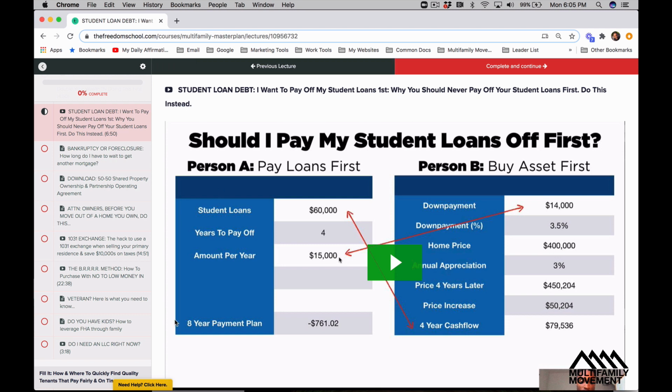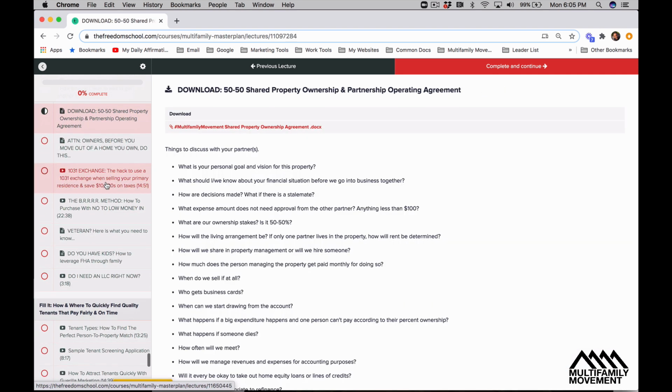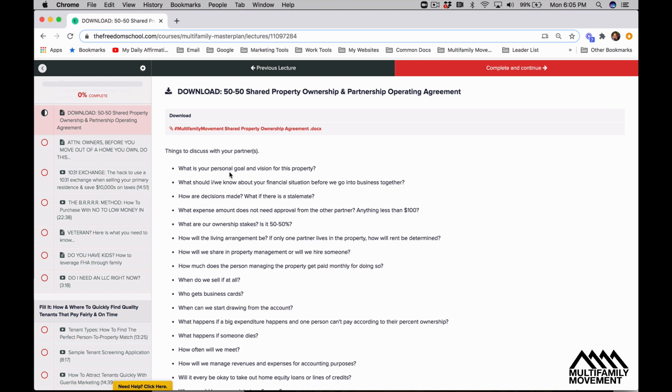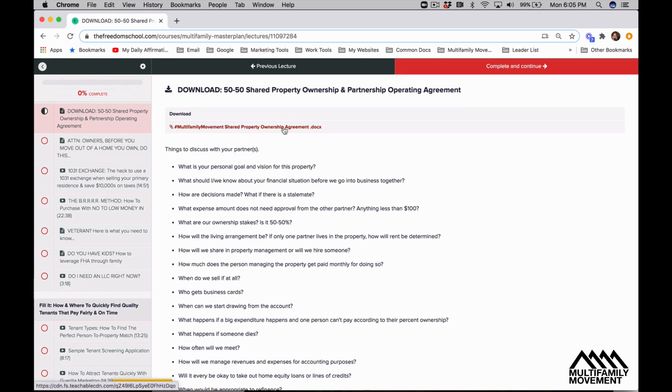So I even have sections for people who've been through bankruptcy and foreclosure. If you're going to actually be partnering with someone on a deal, I give you my 50-50 shared partnership agreement. All the questions that you need to discuss, you literally just come here, download this document, have this conversation, integrate your answers that you've agreed to in this document, go get it notarized so that you can invest with other people. If you are about to move out of a home that you own, I show you a real key strategy that you should do before you sell that single family home or you move out.